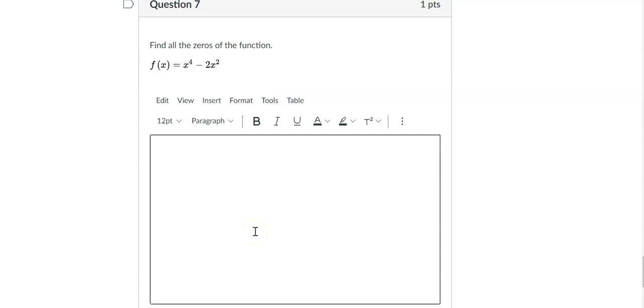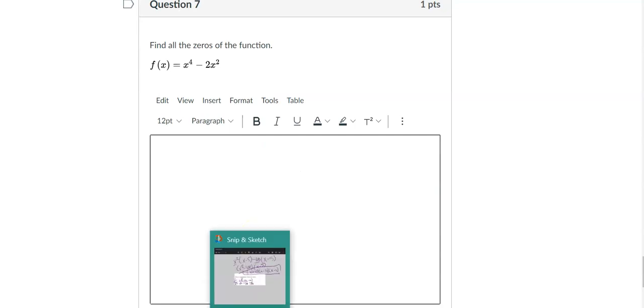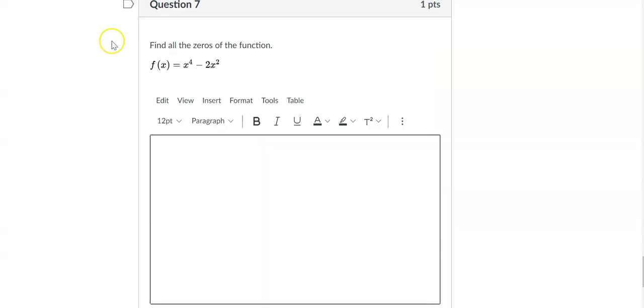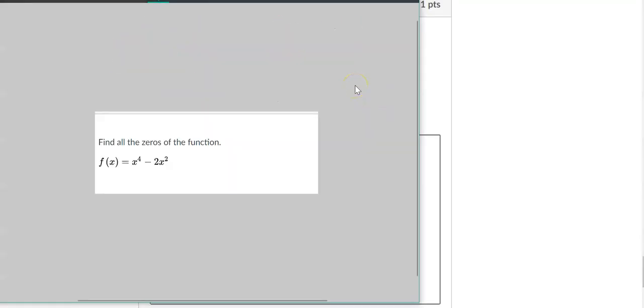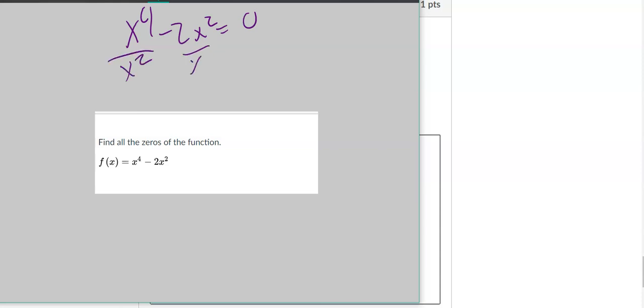Number 7 wants me to find all the zeros of the function. On this one, I will do it by hand. So when it says to find the zeros of the function, this is when I actually take it and set it equal to 0. So now I'm going to have x to the 4th minus 2x squared equals 0 instead of f of x. I want to first start factoring it like normal to see if there's anything in common. Both of them can have an x squared taken out. Then I'm left with x squared minus 2 equals 0.